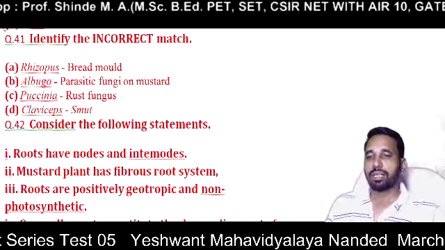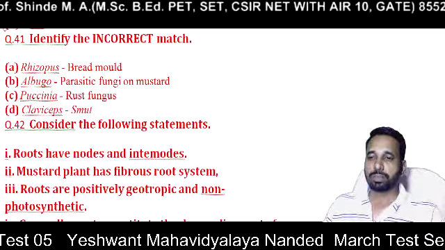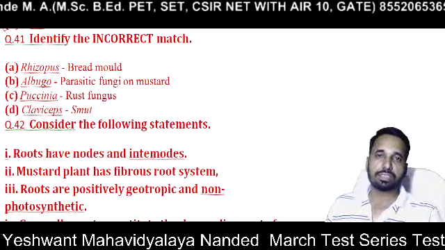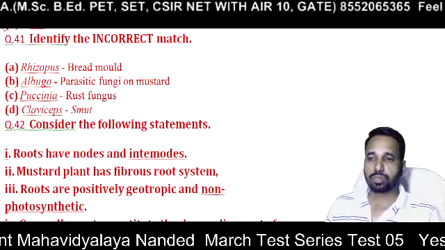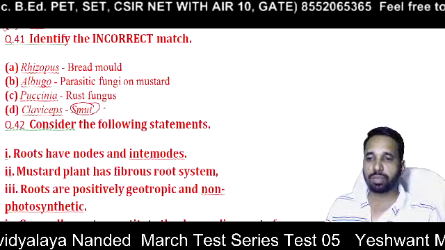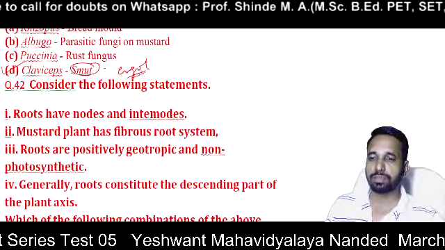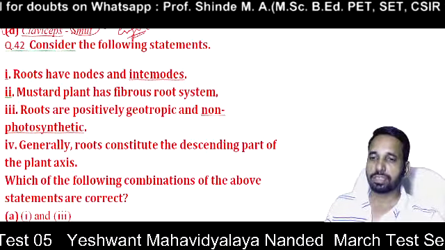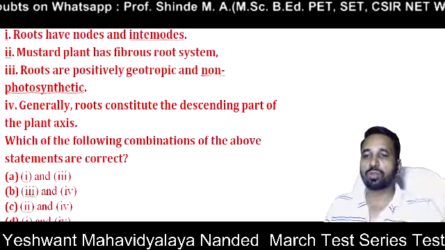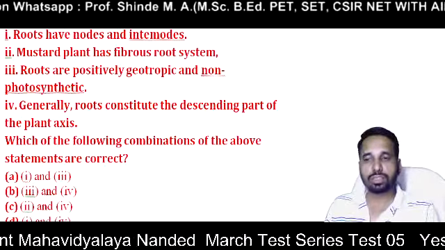Then identify the incorrect match. Rhizopus, Albugo, Puccinia, Claviceps. I think this question is a repeated one, so it is Claviceps responsible for ergot, not rust. Okay, Puccinia tritici for the wheat rust. Then consider the following statement. Roots have nodes and internodes. What nonsense. Root doesn't have.